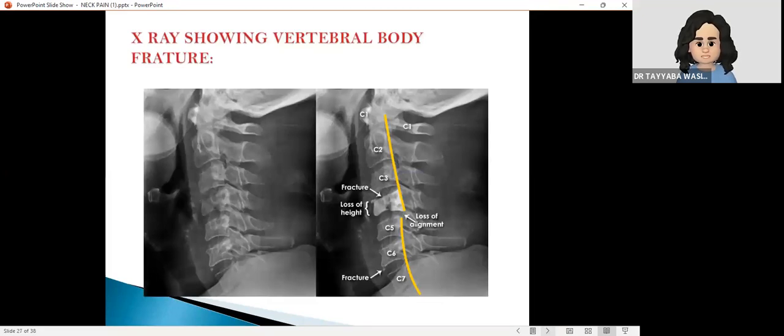This is another X-ray. We can appreciate the fracture of a cervical vertebral body in this X-ray, which is an important cause of cervical pain, and the patient can present with cervical pain. As we have previously discussed, X-ray is a very basic imaging from which we can pick up many things, and if needed, we can move towards more advanced investigations.